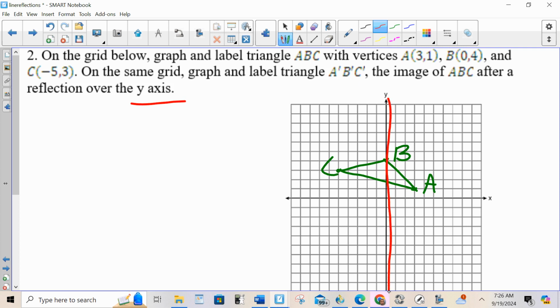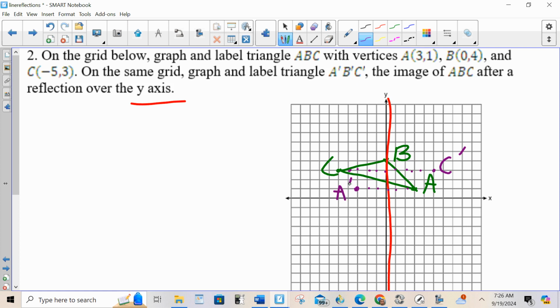Not the best straight line there, but whatever. So now I'm going to count from each point to the line of reflection. Let's start with C. To get from C to that red line, I'm going 1, 2, 3, 4, 5 to the right. So I go 1, 2, 3, 4, 5 to the right. That's going to be C prime. For A, I need to go to the left, 1, 2, 3 to the left. So I go 1, 2, 3 more to the left.